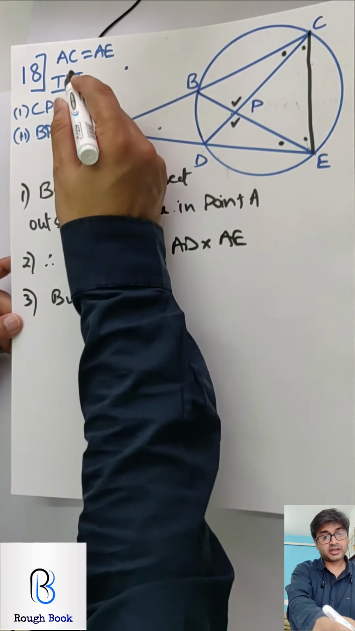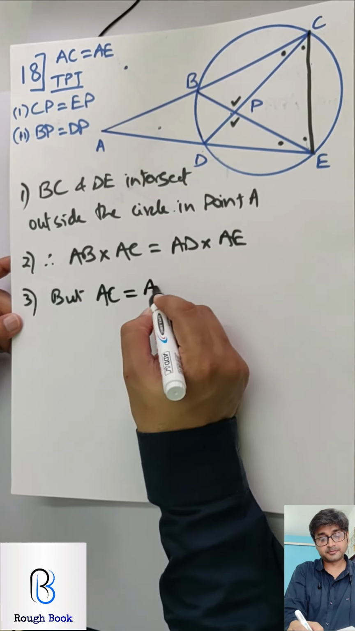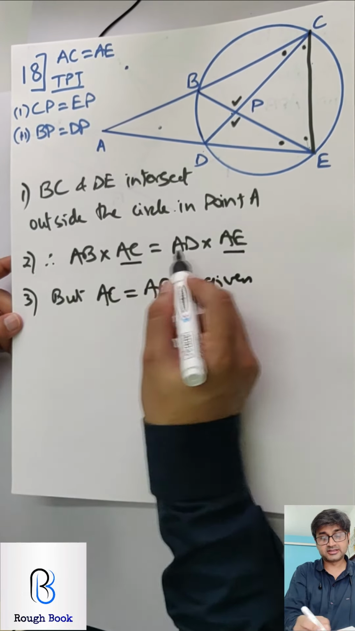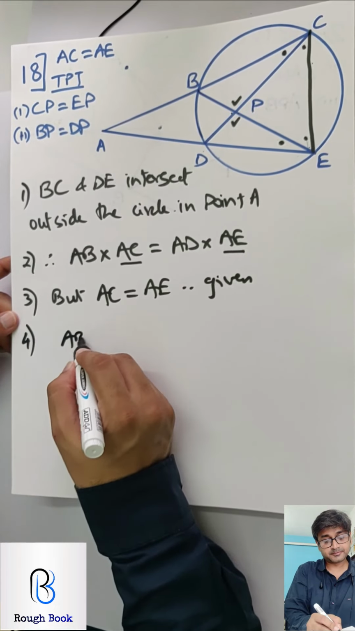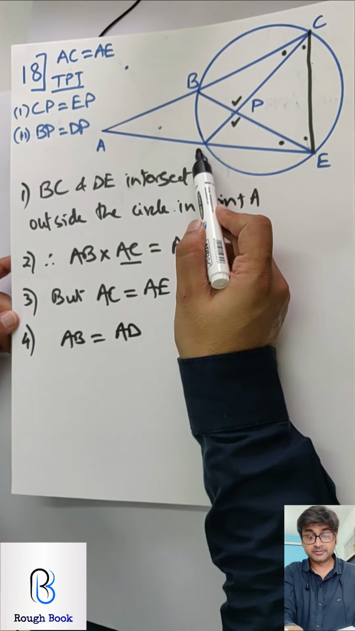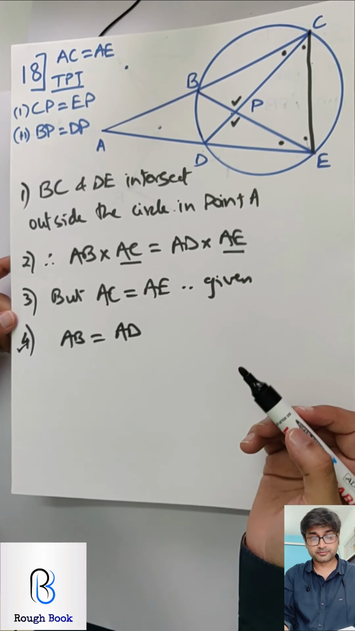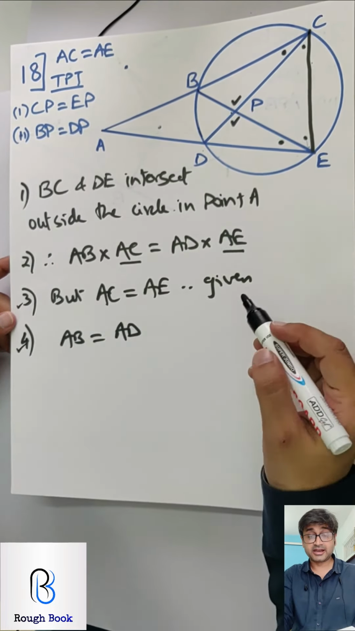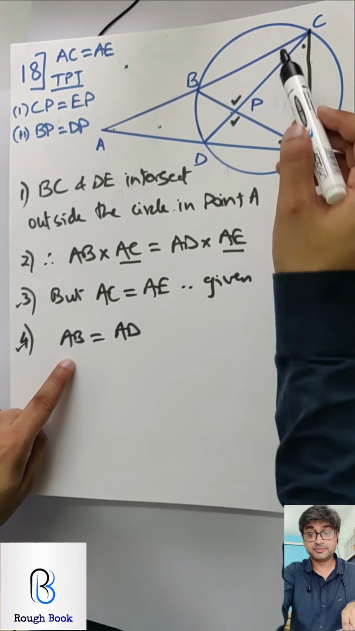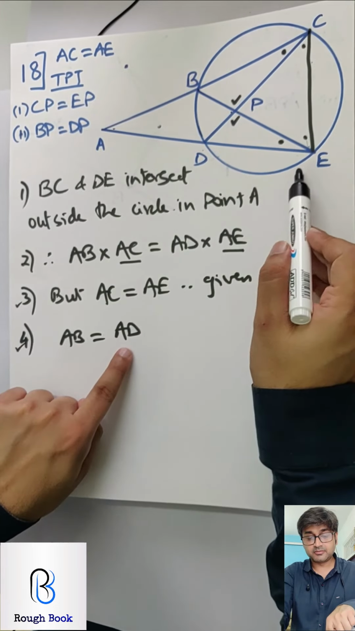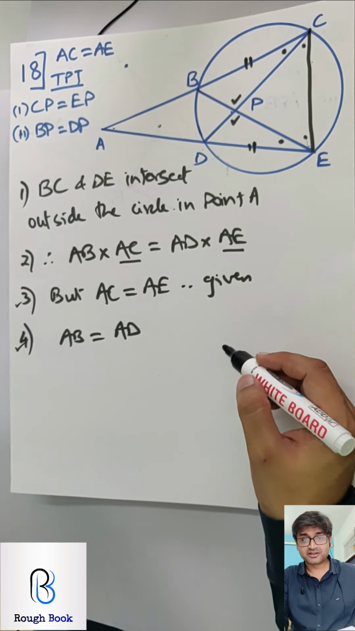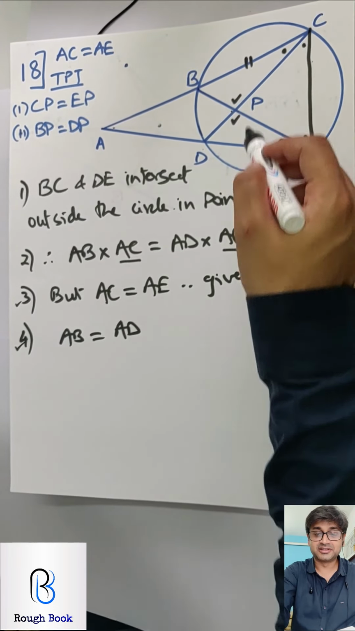But AC equals AE given, so what will happen? AC and AE cancel, so AB equals AD. Now if I take this step 4 and step 3 and subtract, AC minus AB will give us BC, and AE minus AD will give us DE. So these two. Now we get the third part for these two triangles, that is the side.